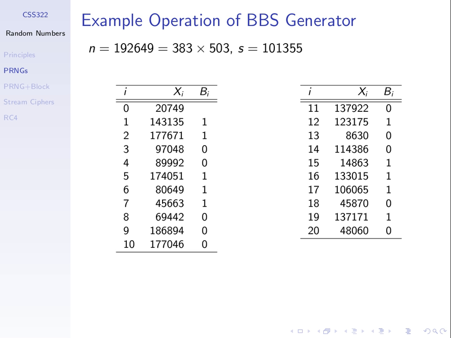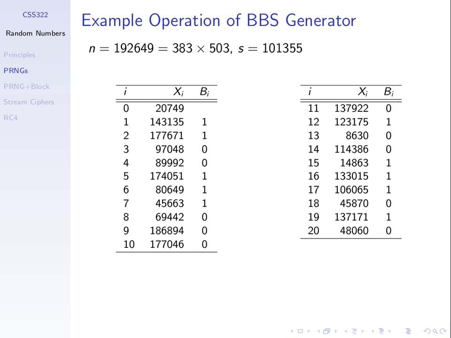Some initial value, 20,749. We square that value and mod by n, and we get the answer 143,135. And because it's an odd number, the last bit, when we mod by 2, we get 1. So the bit which is output is 1. We take this number, square it, mod by n, and we get 177,671, and mod by 2 we get 1. That is, if it's an odd number here, the bit is 1. If it's an even number, the bit is 0.